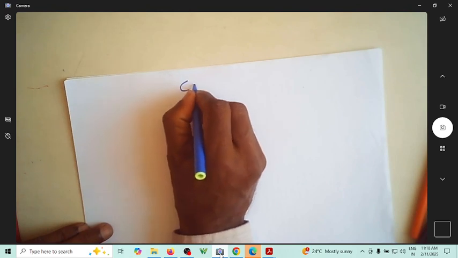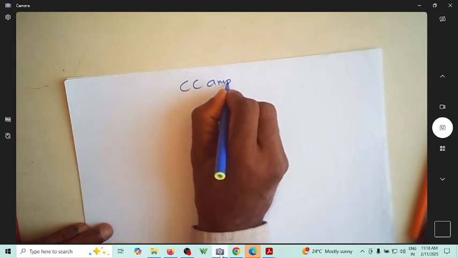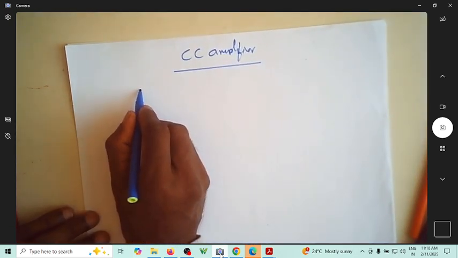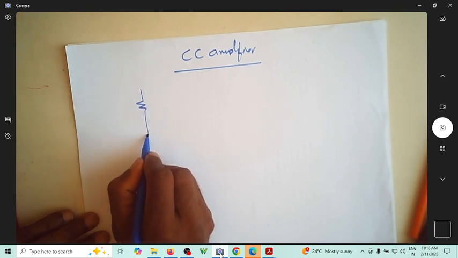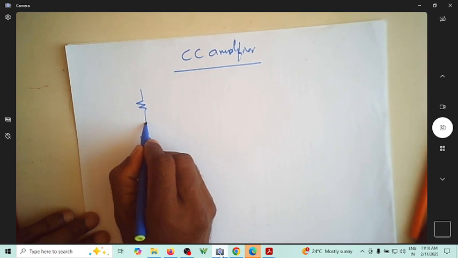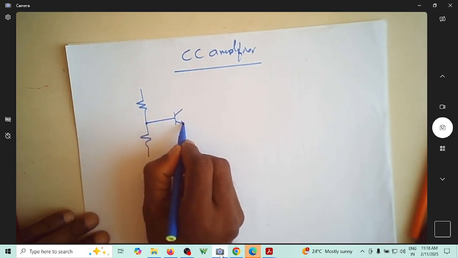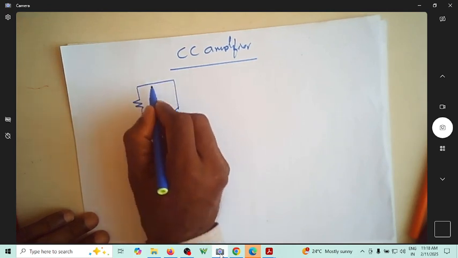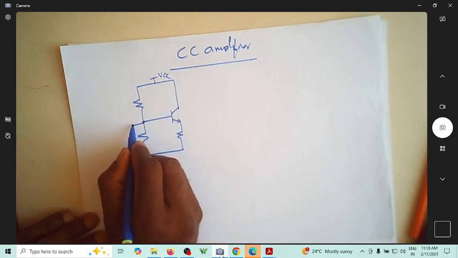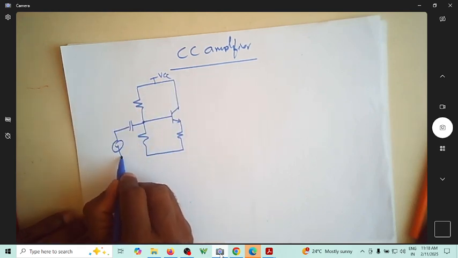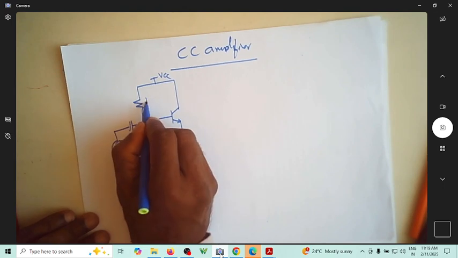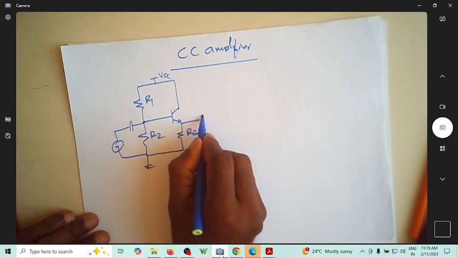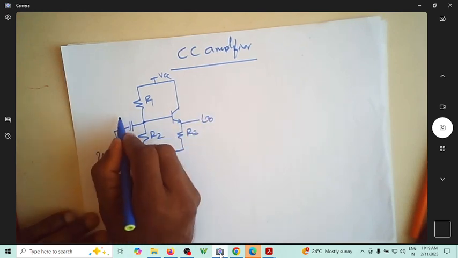So for the CC amplifier, this is the circuit diagram. This is VCC, R1, R2, RE, and we measure V0. This is Vin for the CC.